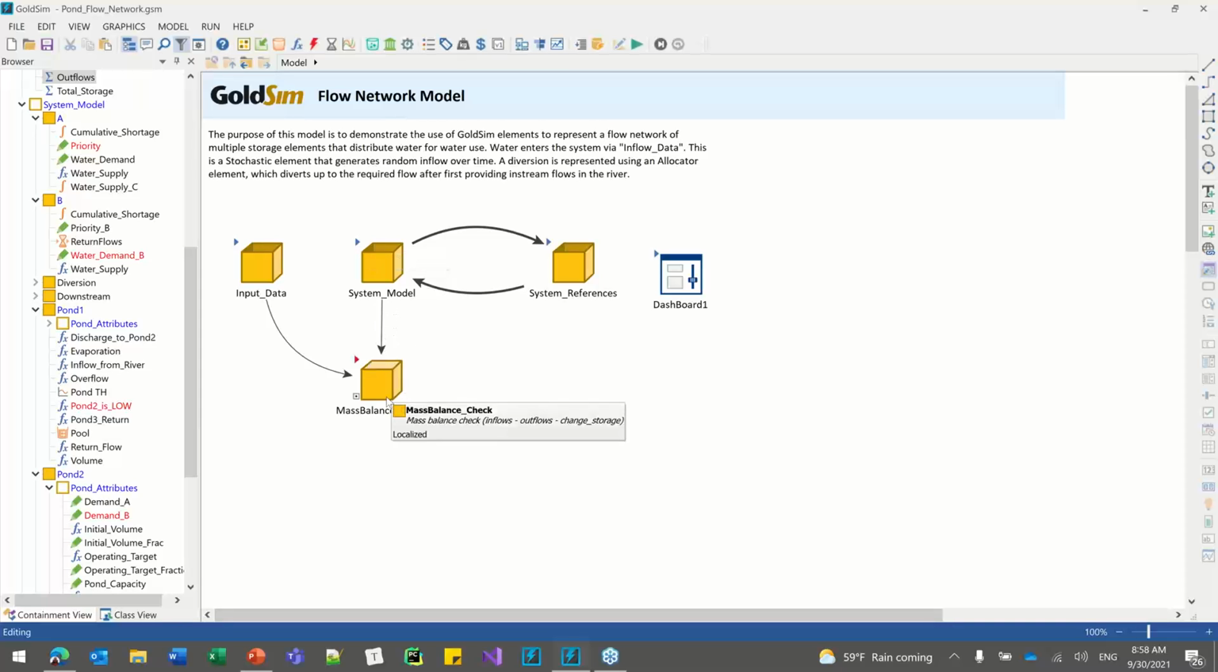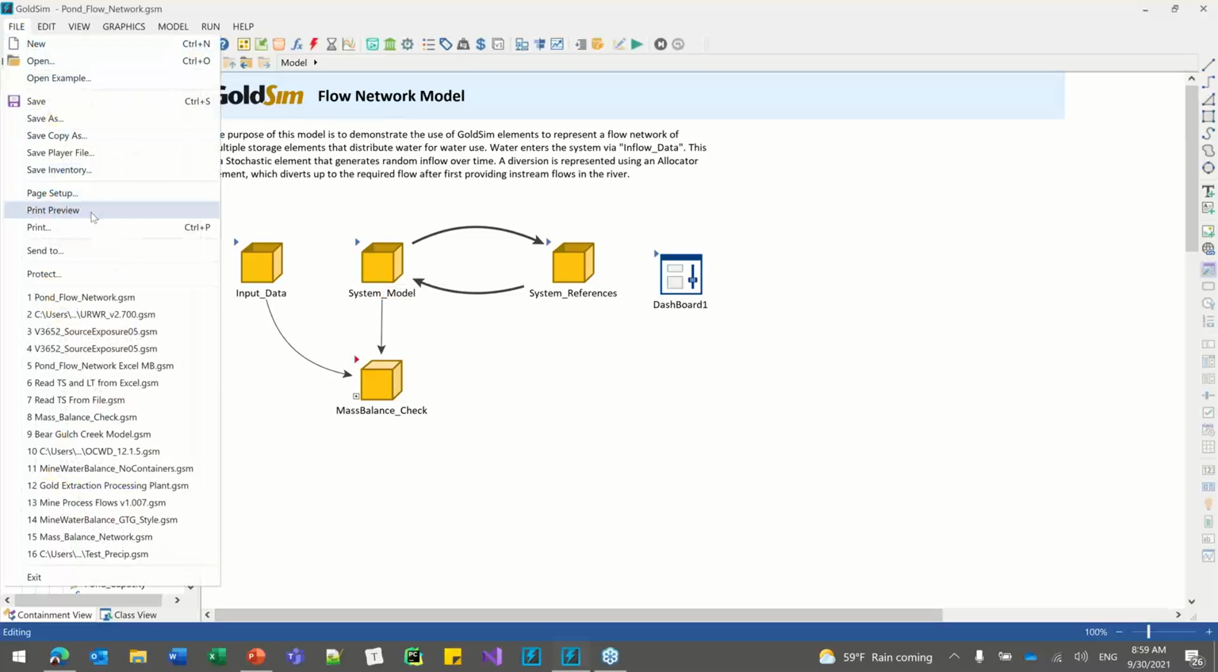Okay, so what can we do to simplify this model even more, to remove the references to a mass balance check? Well, we could just use a time history result, include all of the inflows, outflows, changes in storage, and send that out to Excel and do the equation there. So let me open up that example model.